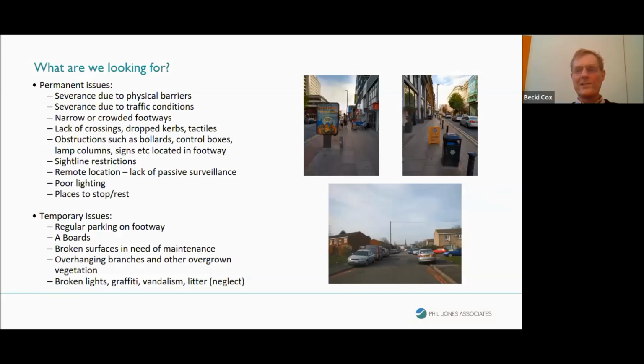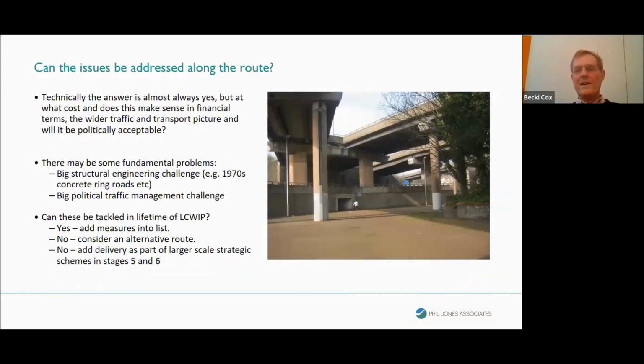And so you need to be conscious of that, thinking about which of these is a design issue, which of these is a maintenance issue, and which of these is an enforcement or behaviour issue. And then you need to ask yourself, can these issues be addressed along the route that we've chosen? Usually the technical answer to that is yes, we can normally design something that is ideal for walking, ideal for cycling and so on. But there are lots of other things happening in the street, and does it make sense financially? Is the solution viable for the number of people that are actually walking at present and that you predict might be able to walk in the future?